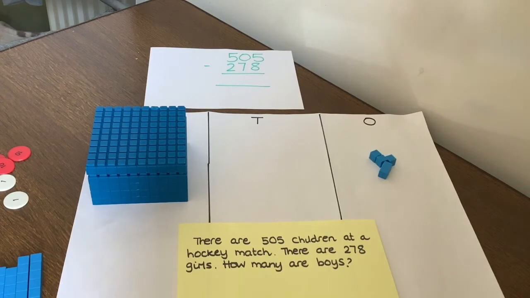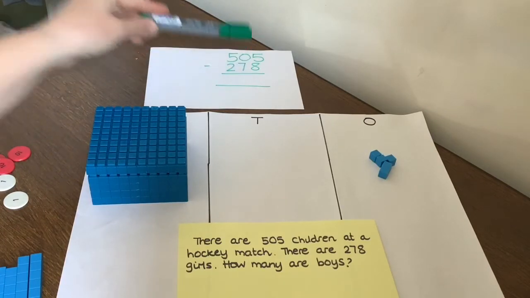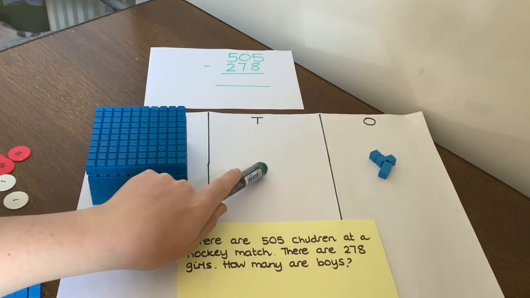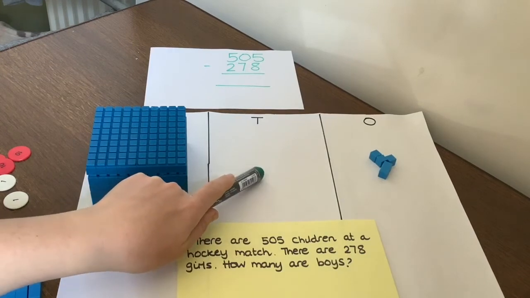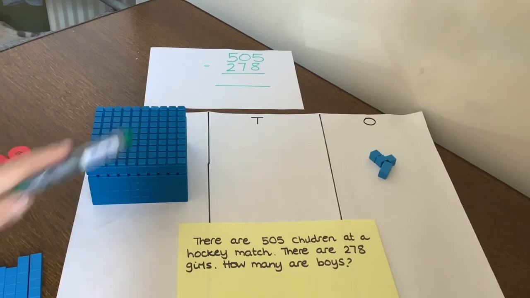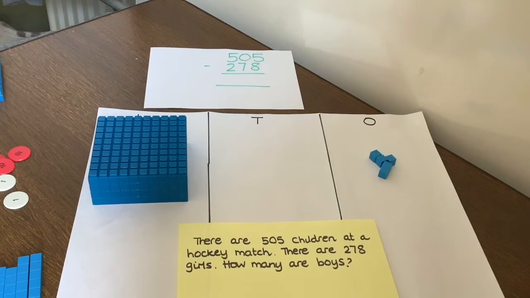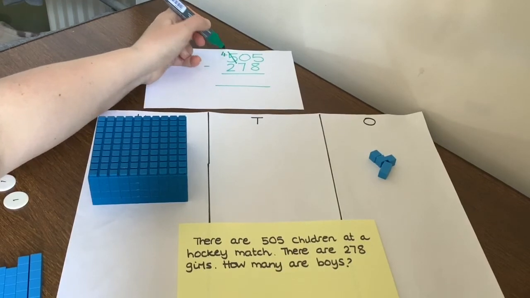So first of all, we start with the ones column as always. We have 5 ones and we need to subtract 8 ones. Now at the moment there's more on the floor, so we have to go next door to get some more. But our tens column at the moment is empty, there are no tens. So for this one we have to go next door again. So we're going to regroup our 100, and we're going to regroup our 100 into tens, into 10 tens. So our 100 has been regrouped from 500 to 400.